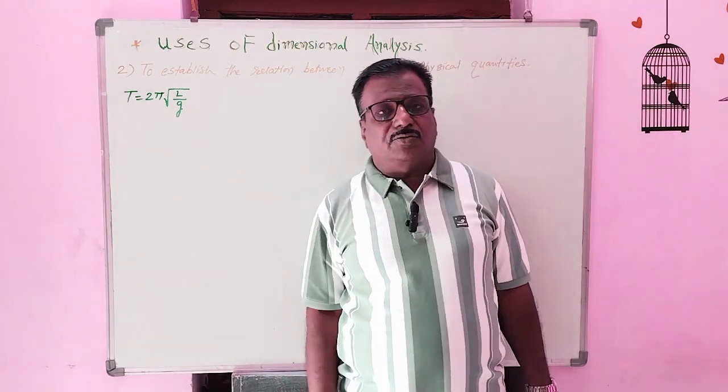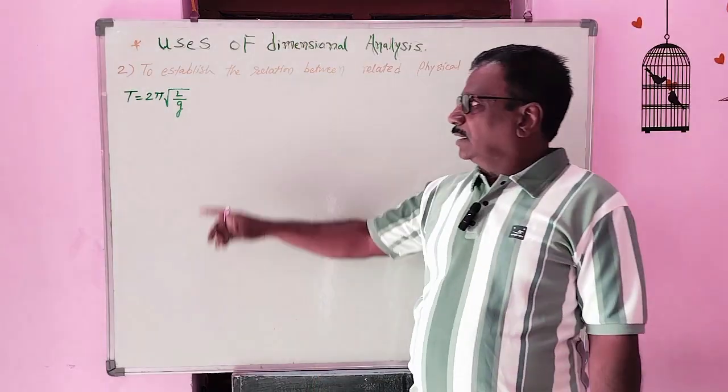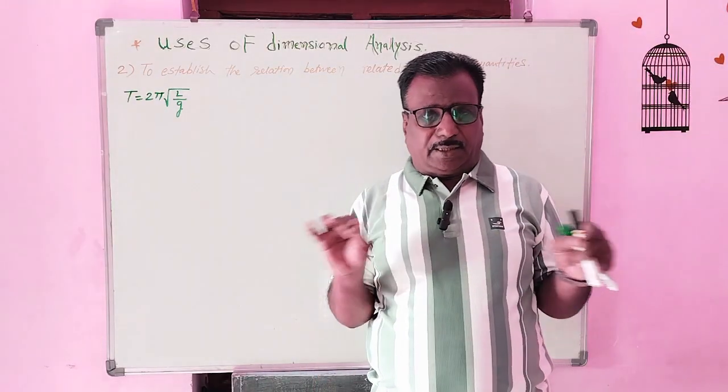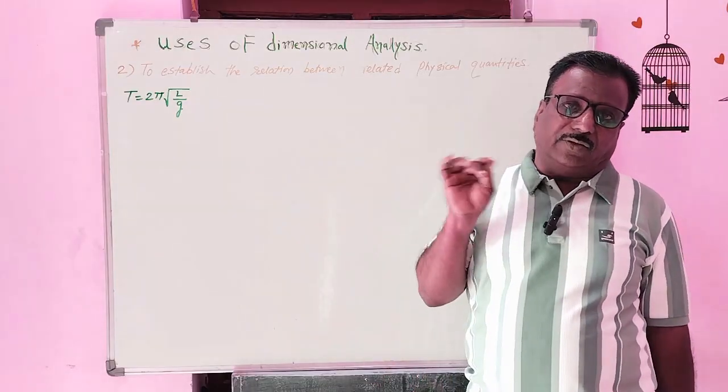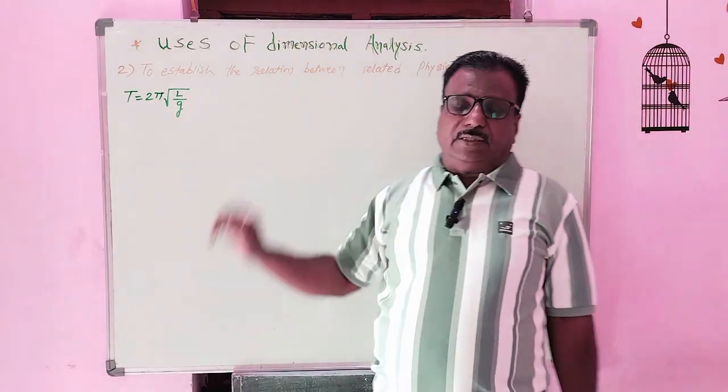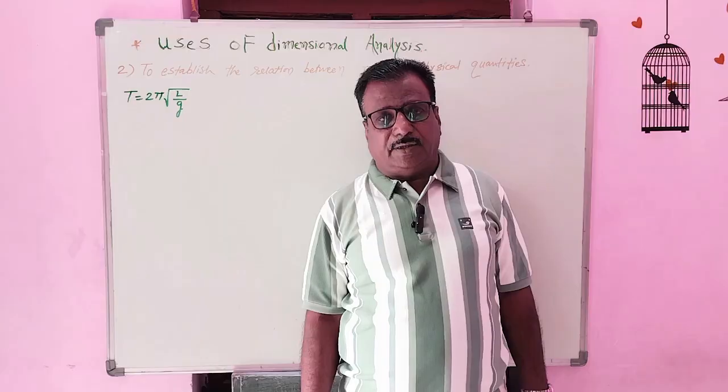2π is the constant term. Capital L is the length of the string or length of the simple pendulum. Small l is the length of the string. g is the acceleration due to gravity.